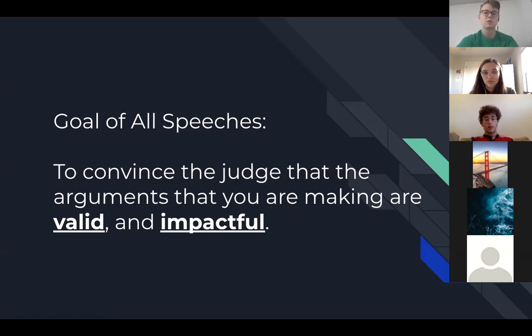And so in terms of making sure that your arguments are understood and remembered, it's really important to have good organization and good time management in your speeches, because otherwise you're going to be skipping around a lot.